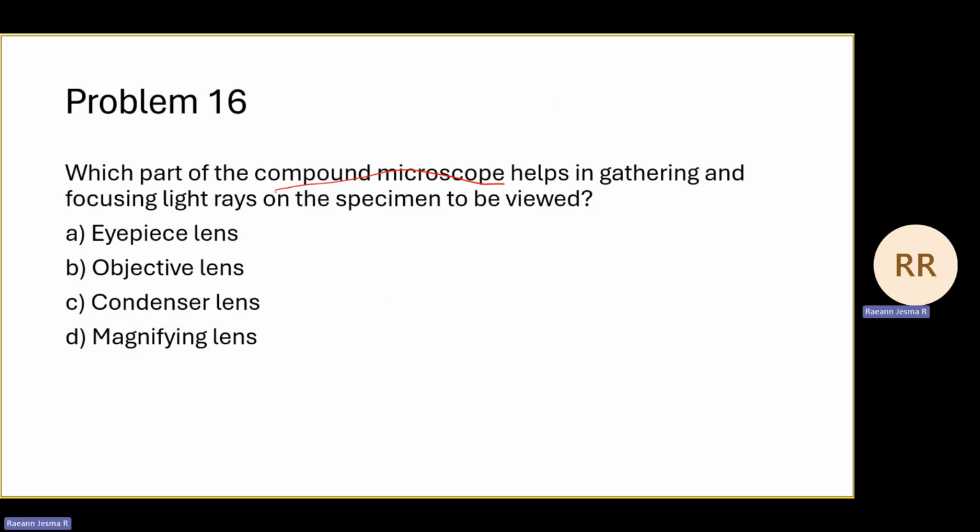So we know that in a magnification system, there are different types of lenses, like you can see in these options that are given here, and each of these lenses will have a specific function. So first, let us start with the objective lens. Okay.